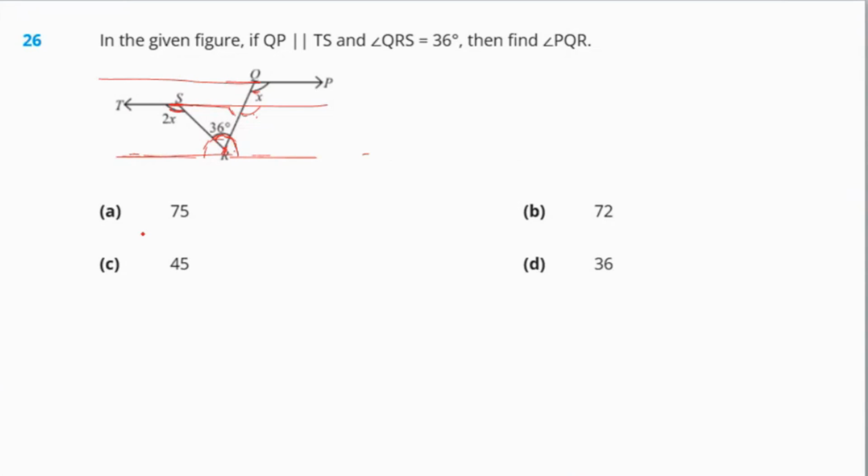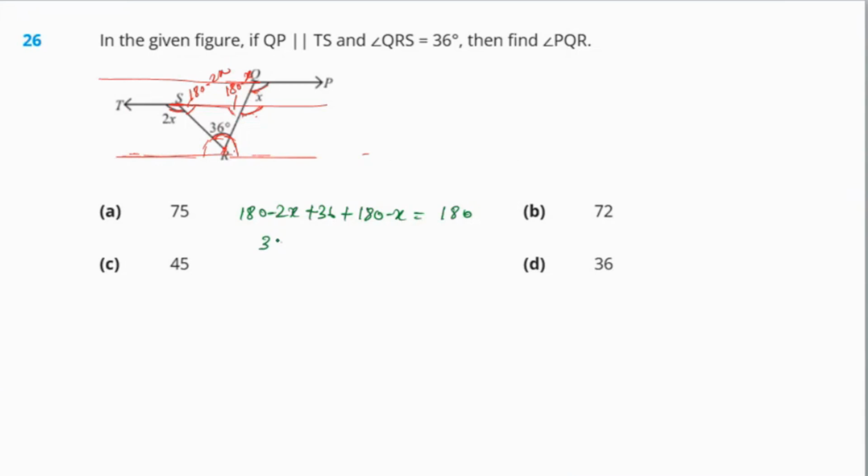We need to figure out the value of angle PQR, which is marked by x over here. So if this is x, this also needs to be x. If this is x, then this angle needs to be 180 minus x, and this angle needs to be 180 minus 2x. The sum of all three angles of the triangle needs to be 180 degrees. So that gives us 180 minus 2x plus 36 plus 180 minus x equals 180. When we solve it, 180 plus 180 gives us 360.